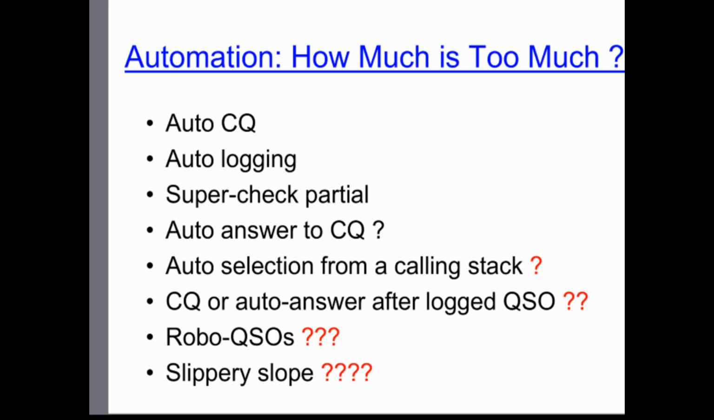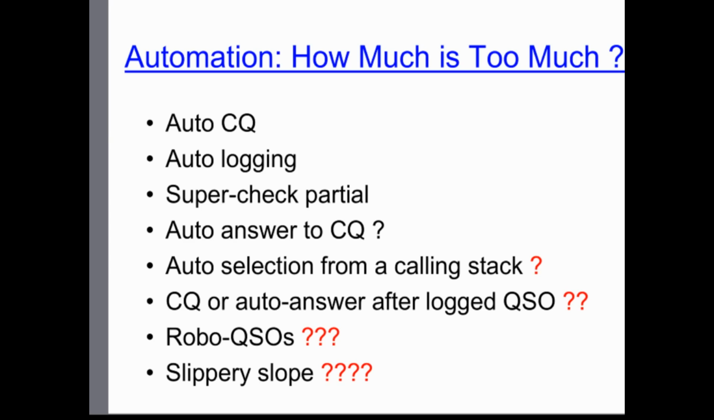Auto CQing, well, that's been in contesting software forever, so it's probably okay. Auto logging, once you've got a call sign and whatever the exchange is, you hit return, and it goes in the log by itself. That's okay. Super check partial, I've already said I don't much like it, but it's there and people use it, and I don't think we're going to get rid of it. What about auto answering somebody else's CQ? I think that's not in most contesting software now, because you've got to copy the call and type it in or something, and maybe it'll answer. But with something like FT8, it would be easy to make it do that if you wanted it to. And so we did, in fact, allow that.